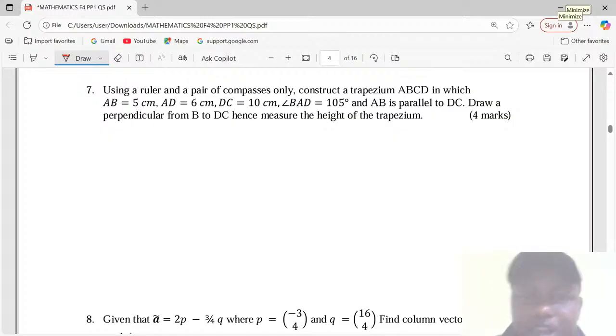So let's begin by drawing the first line AB, which is 5 centimeters. A little bit, I get my instruments. Oh yeah, we are back.